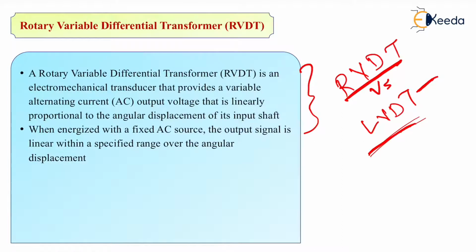So in RVDT, when it is energized with the AC source, the output signal is linear within the specified range over the angular displacement. What does it say? The output signal is linear within the specified range over the angular displacement. Now here what is happening? Your output voltage linearly varies with the angular displacement. So here we have to measure the angular displacement of the object.